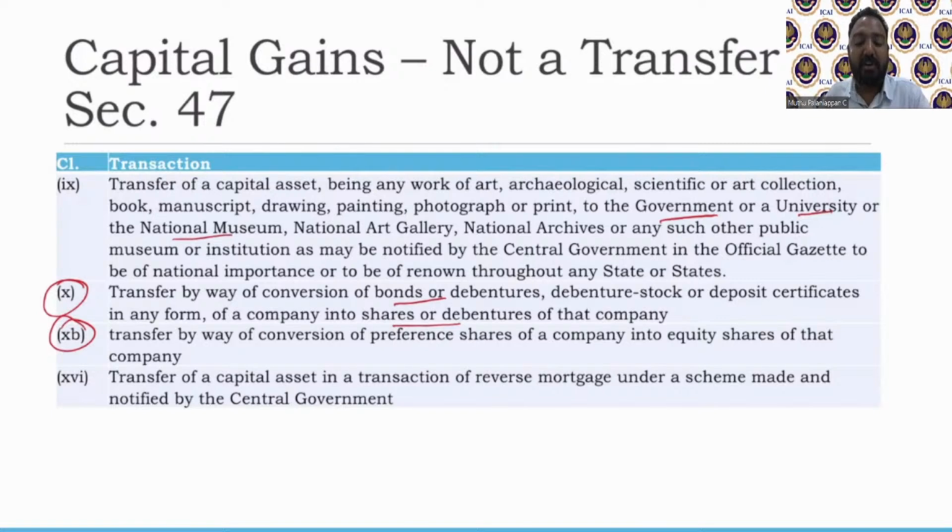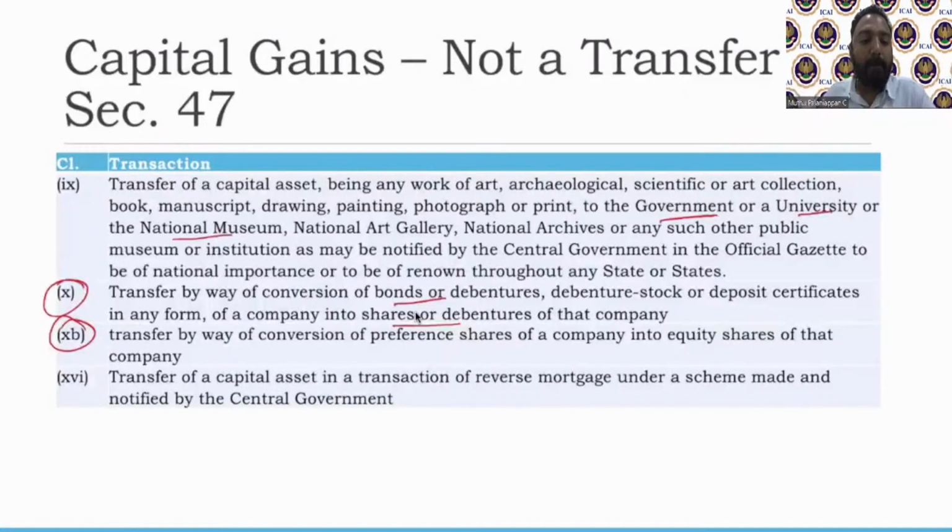So that's what you actually call a reverse mortgage. Reverse mortgage is also something which is not a transfer. Though it is being transferred and kept as a mortgage, it will still not be considered as a mortgage. So that's what it is about.